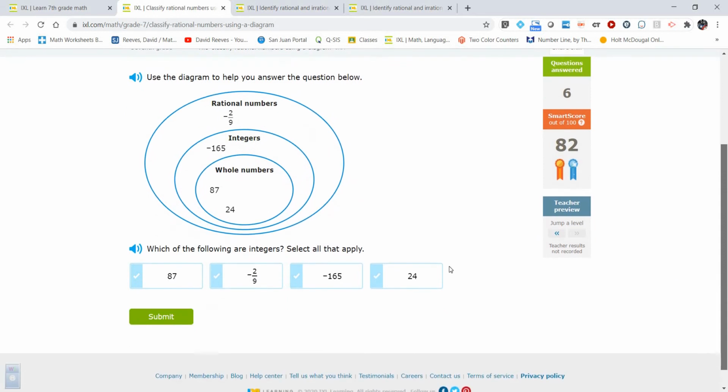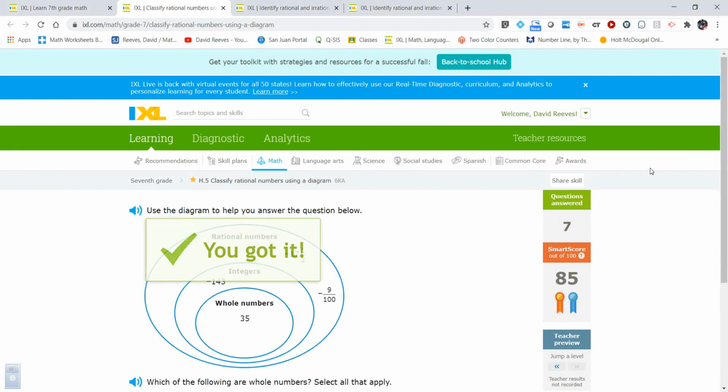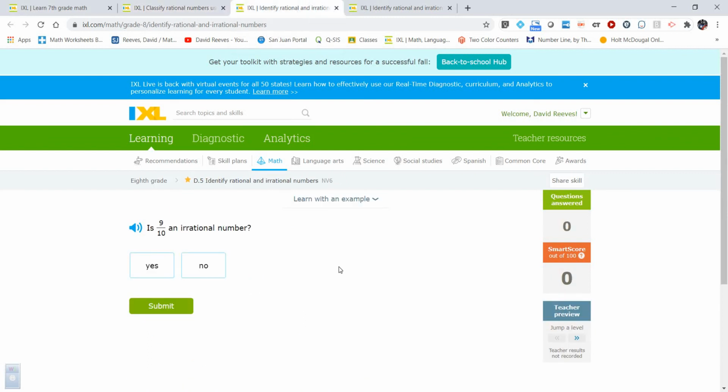All right. Okay, let's do one more. Which of the following are integers? Again, 87 right there is an integer. 24 is an integer. They're whole numbers, which makes them integers. Negative 165 is an integer. Negative 2/9, no way, Jose, because it's a fraction and integers cannot be fractions. All right. Okay, so I'm going to stop there on that one, and I'm going to skip over to the next one.